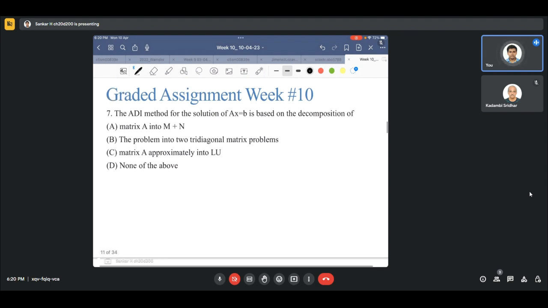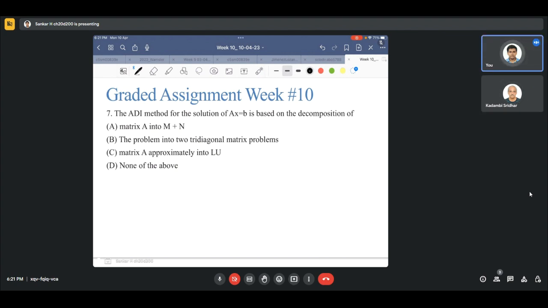Okay, question number 7. The alternating direction implicit method for the solution of Ax equal to B is based on the decomposition of matrix A into M plus N, two diagonal matrices, matrix A approximately into L and U, and none of the above. That is B, the tridiagonal.